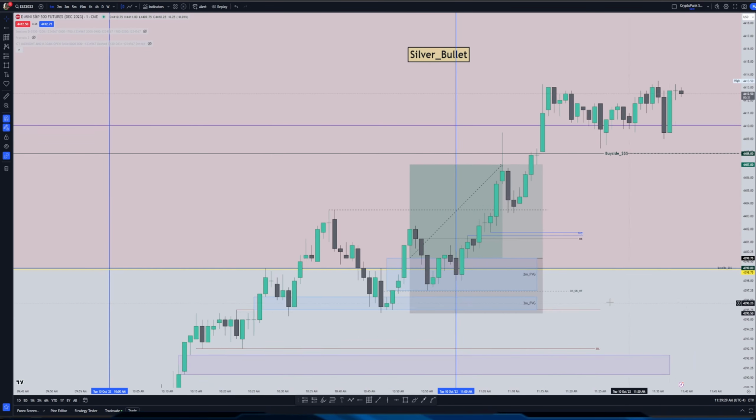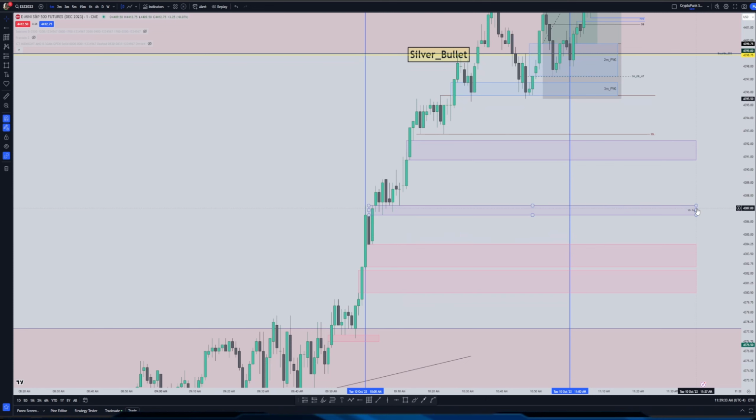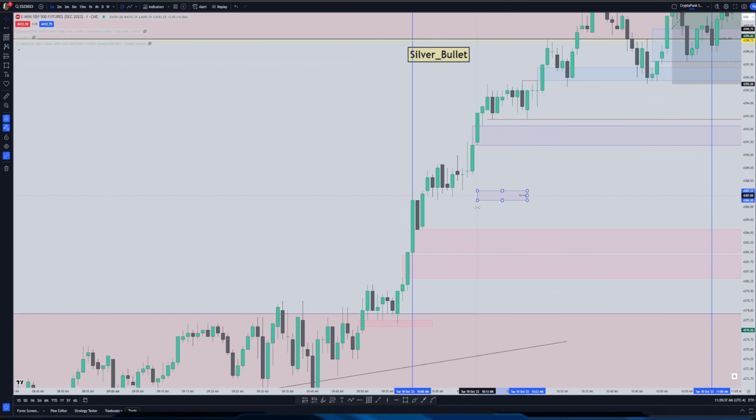The market had a very beautiful downwards run for the last few weeks. Anyway, during the silver bullet I had lots of opportunities that I missed. Let me just remove this and you will see there is this fair value gap and a volume imbalance right after the silver bullet time started, which is 10 a.m. New York time to 11 a.m.